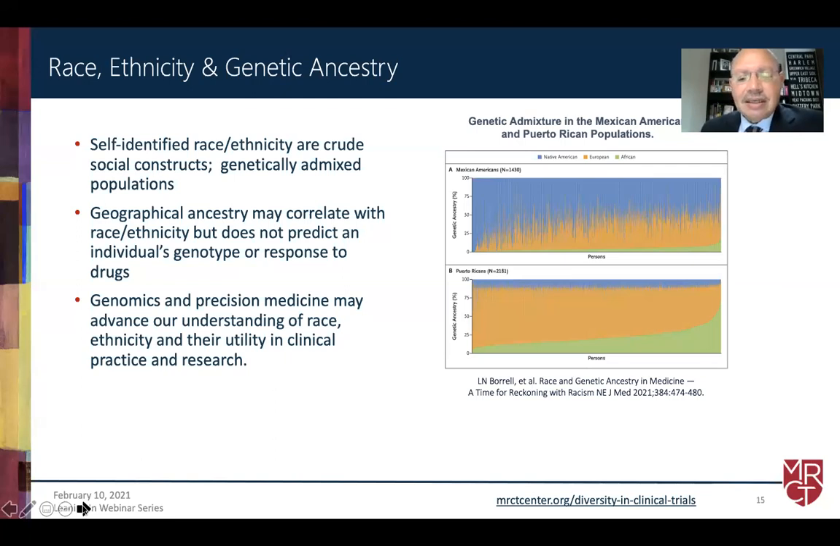Now, interestingly, in the article from which the panel on the right is taken, the authors concluded that geographic ancestry was a better predictor of the presence of genetic variants, whereas self-identified race and ethnicity was a better proxy for such factors as social determinants and environments. But it's clear that additional genomic and precision medicine study can advance our understanding of race, of ethnicity, and certainly their utility in clinical practice and research. Next slide, please.